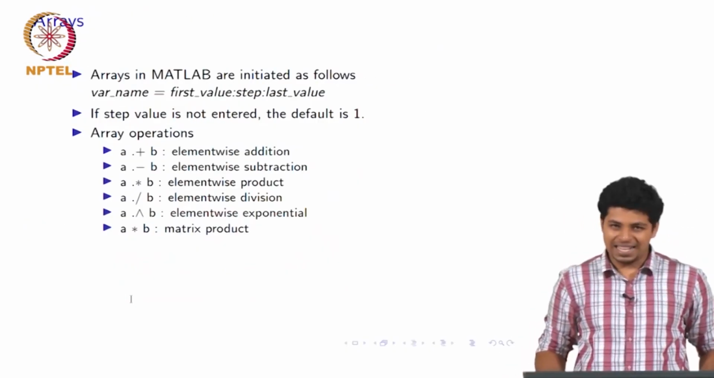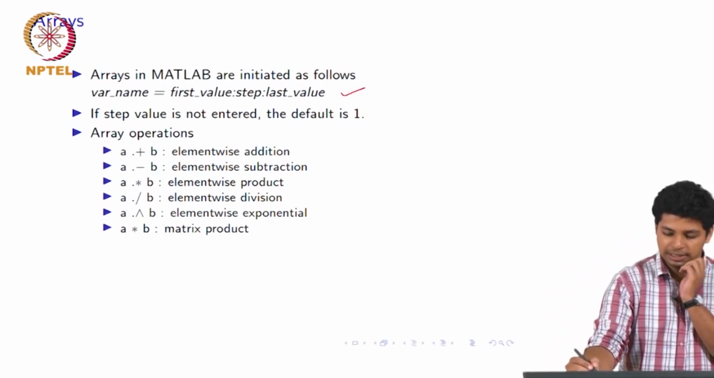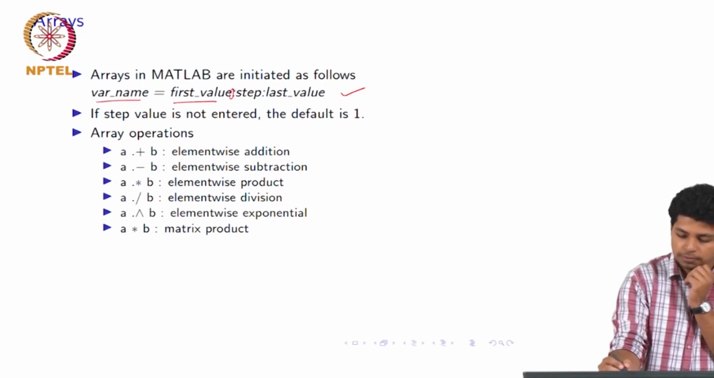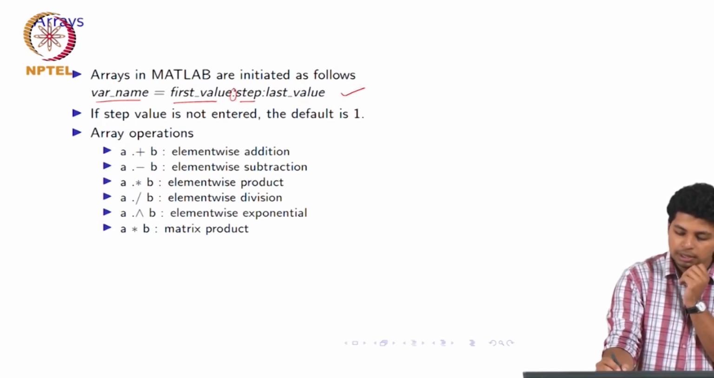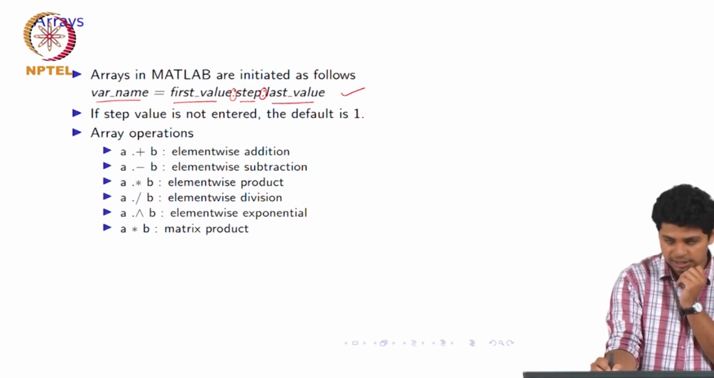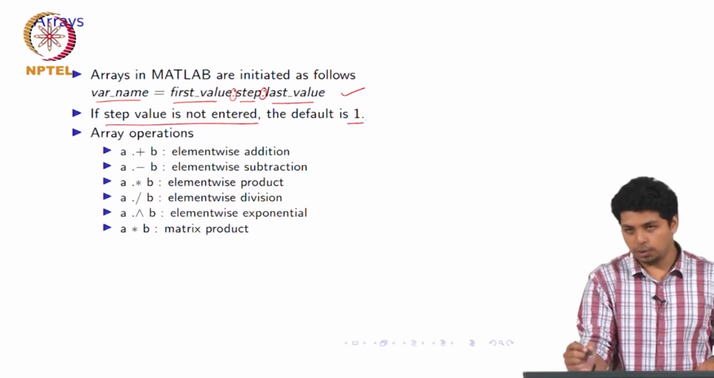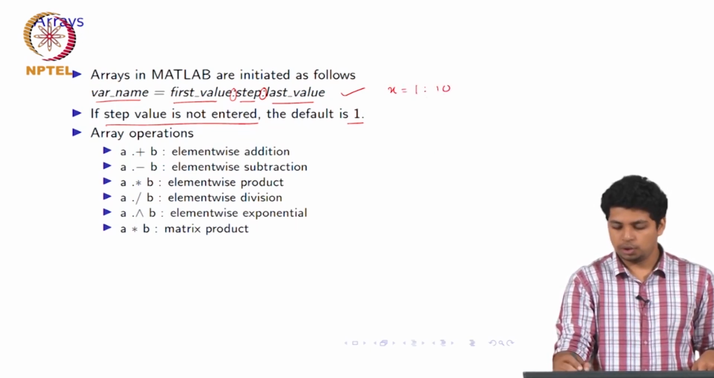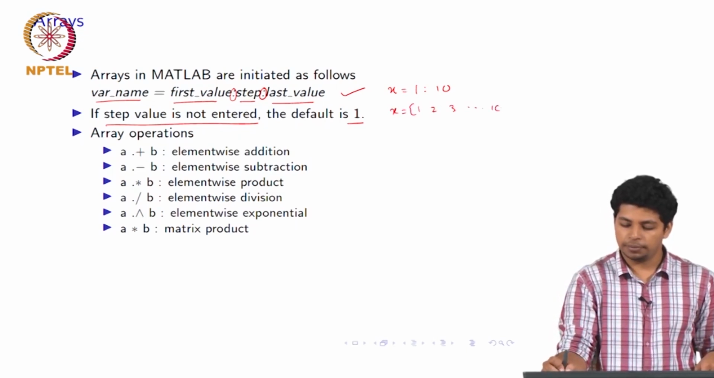Now we will discuss arrays in Matlab. So in Matlab, arrays are initiated or declared in this way. We put the variable name, we put the first value, we put a colon after the first value, then we put a step, then another colon, and then we put the last value. If the step value is not entered, the default value is 1. So if I enter a statement like x equal to 1 colon 10, x will store values like 1, 2, 3 till 10.